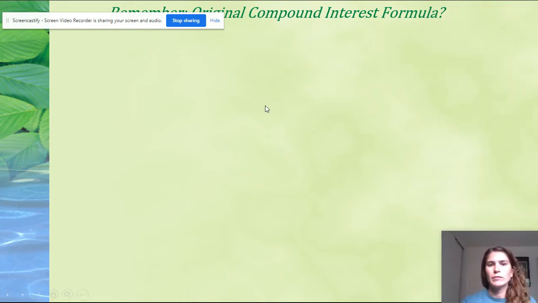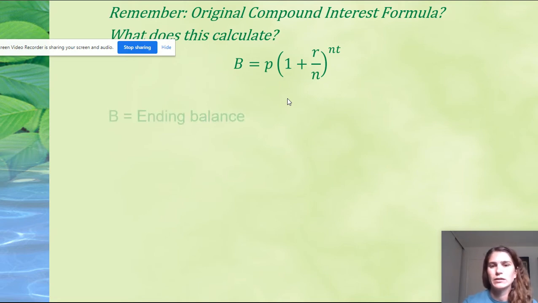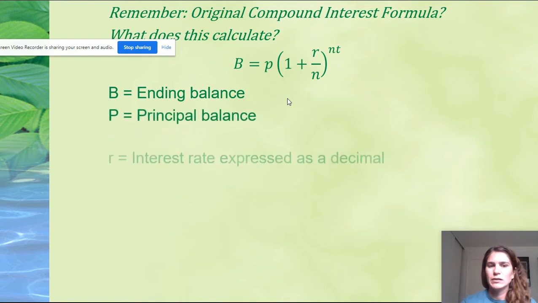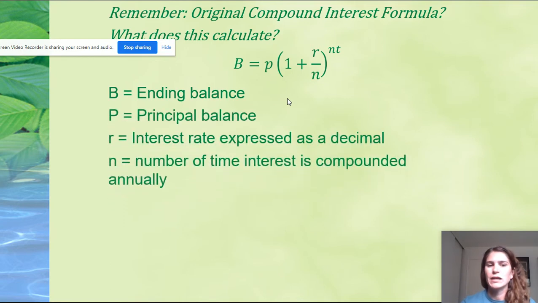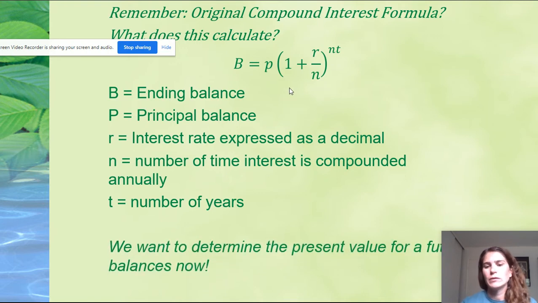On our original compound interest formula, what did it actually calculate? Well, it actually calculated the ending balance. Again, B stands for ending balance, P stands for the principal, R was the interest rate, N was the number of times the interest was compounded yearly, and T was our number of years, our time.